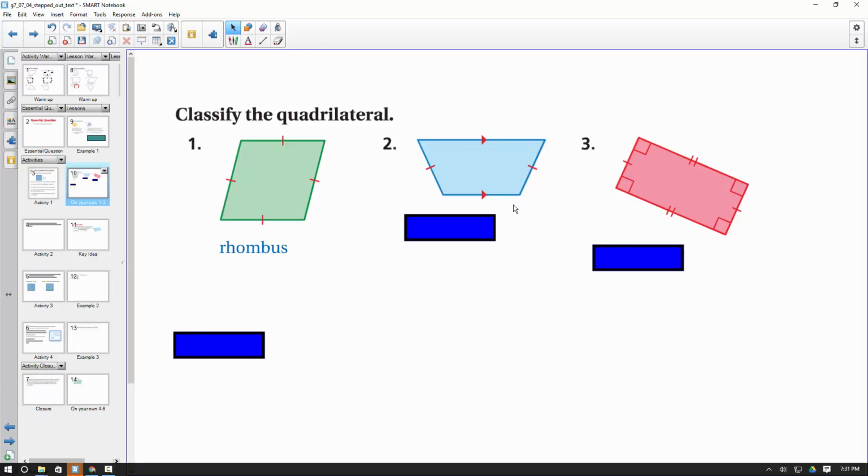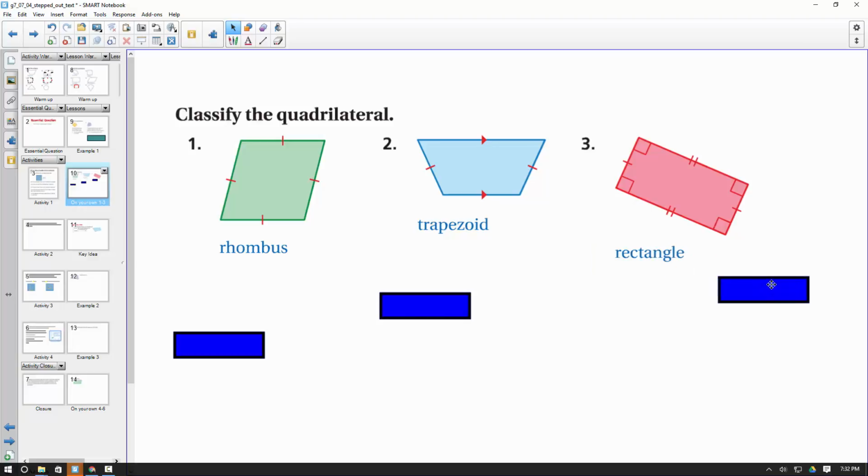This one here is that whole triangle thing, where I have the congruent sides on over there, and that's going to be called a trapezoid. And then finally this one here, if I look at it, my 4 right angles, and then this side being congruent to this one, this is a rectangle.